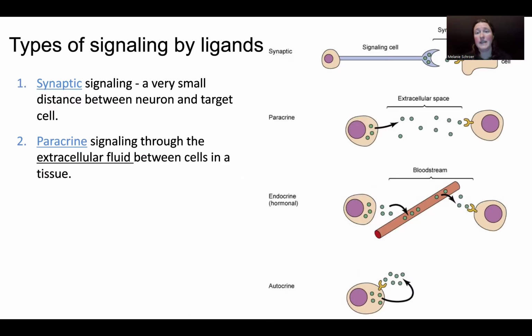Paracrine signaling is talking back and forth between cells in the same tissue, so nearby but not right next to each other, so within the same tissue.